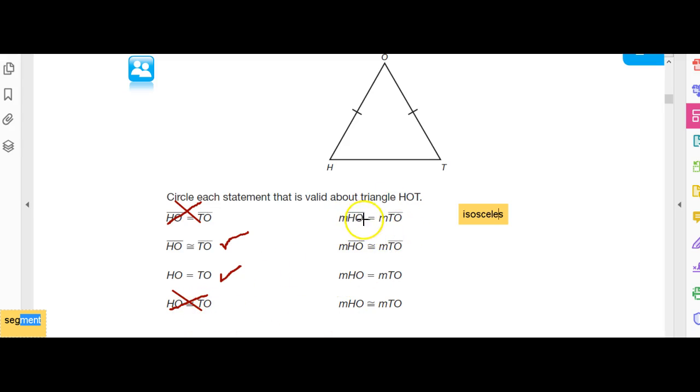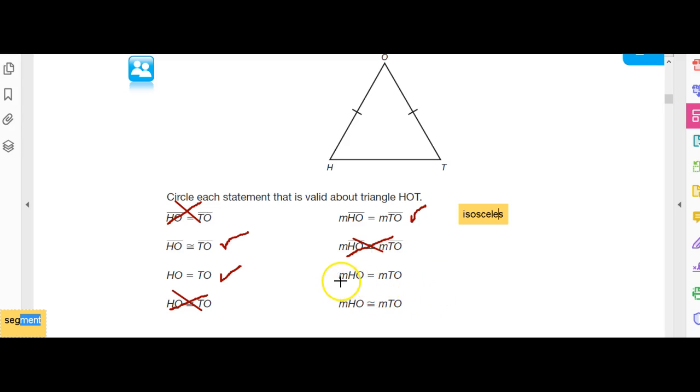This one says the measures of segment HO and segment TO. These measures are equal, and that is true. Are the measures congruent? No, because measures are, again, quantities. They're numbers, not objects. We're talking about the property of measurement of those segments, and that would be equal, not congruent. The segments are congruent, but the measures are not.